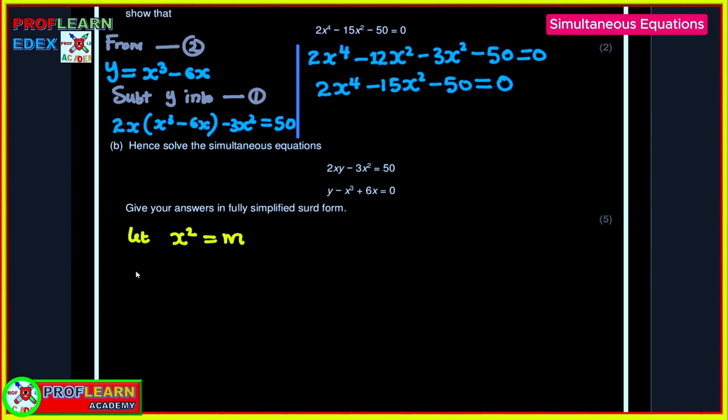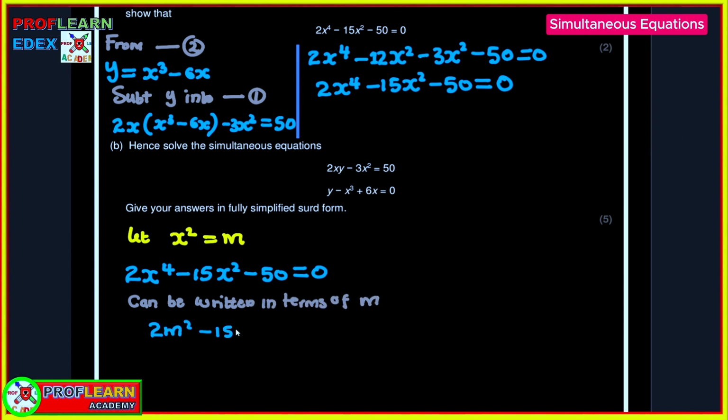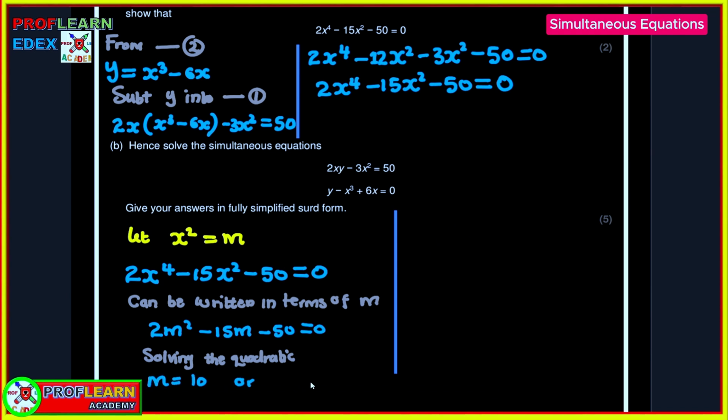Let x squared be m so that we can write our equation that was given here in terms of m. Once we have written it in terms of m, we are going to solve it as a quadratic equation. Once we have the solution for m, we can go back and find the real value of x. If you solve this quadratic equation, you are going to get m being 10 or m equals negative 5 over 2. But negative 5 over 2 is not correct because there's no way you can square a given number and get a negative value. So we cannot take that.